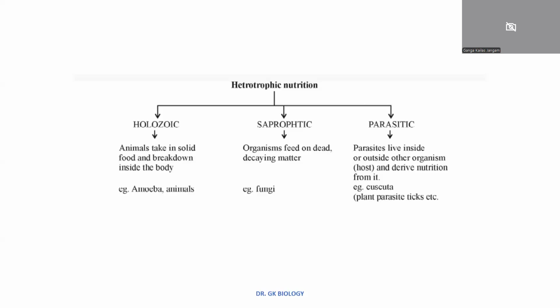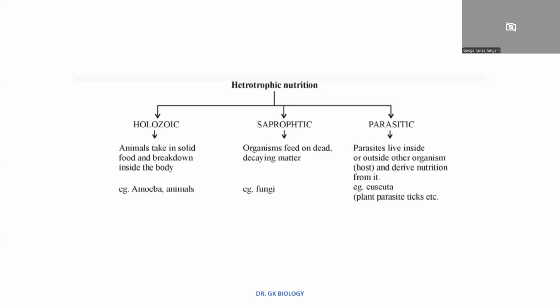That organism we call a host, and the parasite derives the nutrition from it. An example is Cuscuta, which is a plant. We can even see the leech and earthworm, and so on.